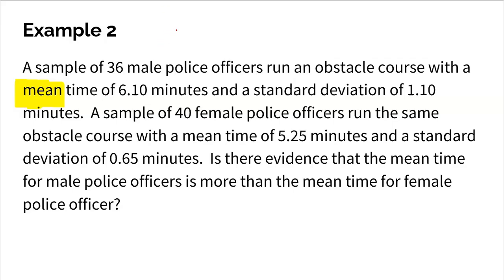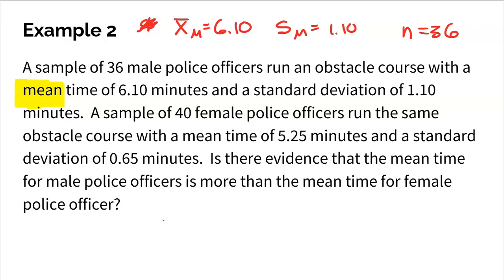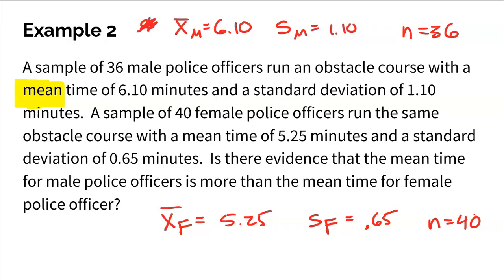Now I'm trying to get my ducks in a line here. The mean for the males was 6.1 minutes. The standard deviation for the males was 1.10 minutes. By the way, there was a sample of 36 males. For the females, the mean was 5.25 minutes. The standard deviation for the females was 0.65 minutes, and the sample size was 40. Okay, so now what's the question?